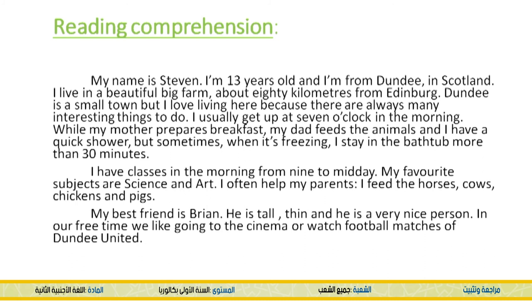I have classes in the morning from 9 to midday. My favorite subjects are science and art. Interesting. I often help my parents. I feed the horses, cows, chickens, and pigs. My best friend is Brian. He's tall and thin, and he's very nice. In our free time, we like going to the cinema or watch football matches of Dundee United. He loves watching football matches. What about you? I'm sure that you have a favorite football team. Maybe Real Madrid, Barcelona, or whatever.